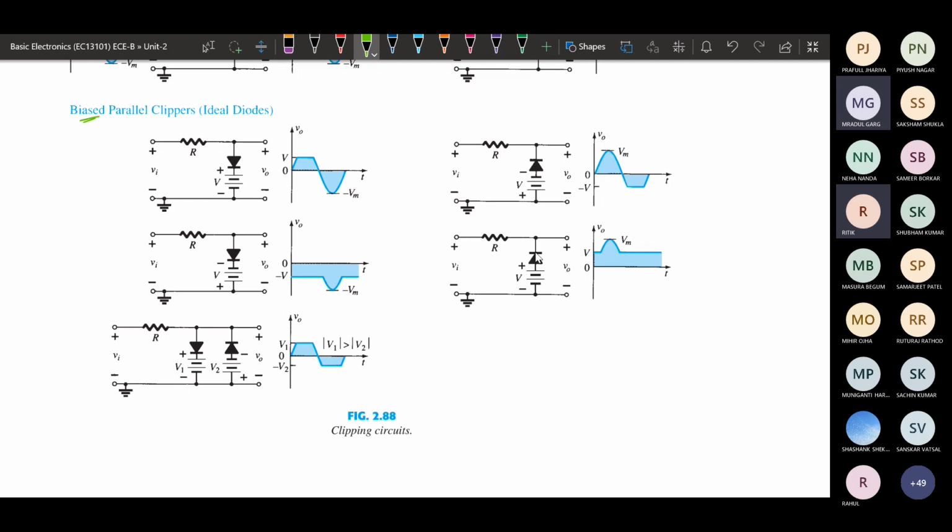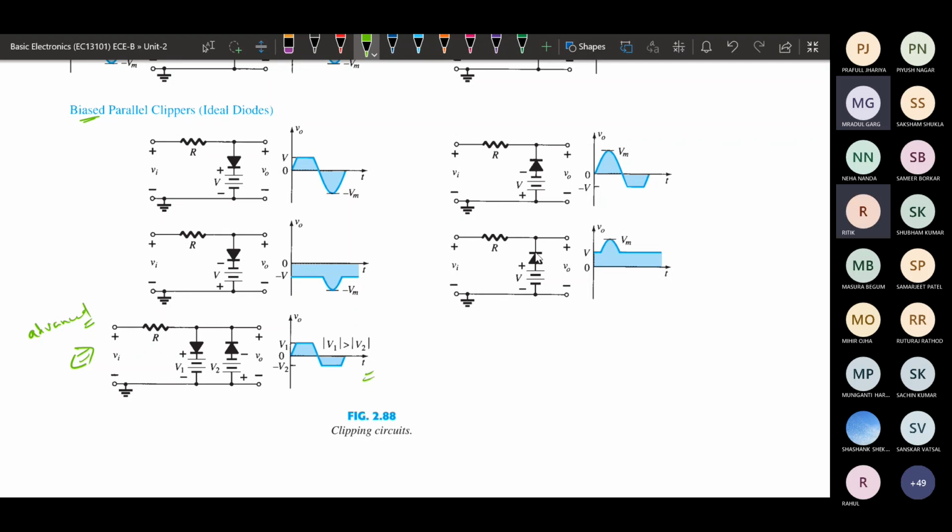Similarly, we can get this in the case of negative. Instead of getting 0 when the input was 0, it is getting minus V volt, and then it has the remaining portion of the input waveform. Okay, so this is the case where we are clipping the positive as well as the negative half. This is, I can say, an advanced case. We are clipping the positive as well as the negative in the same circuit.